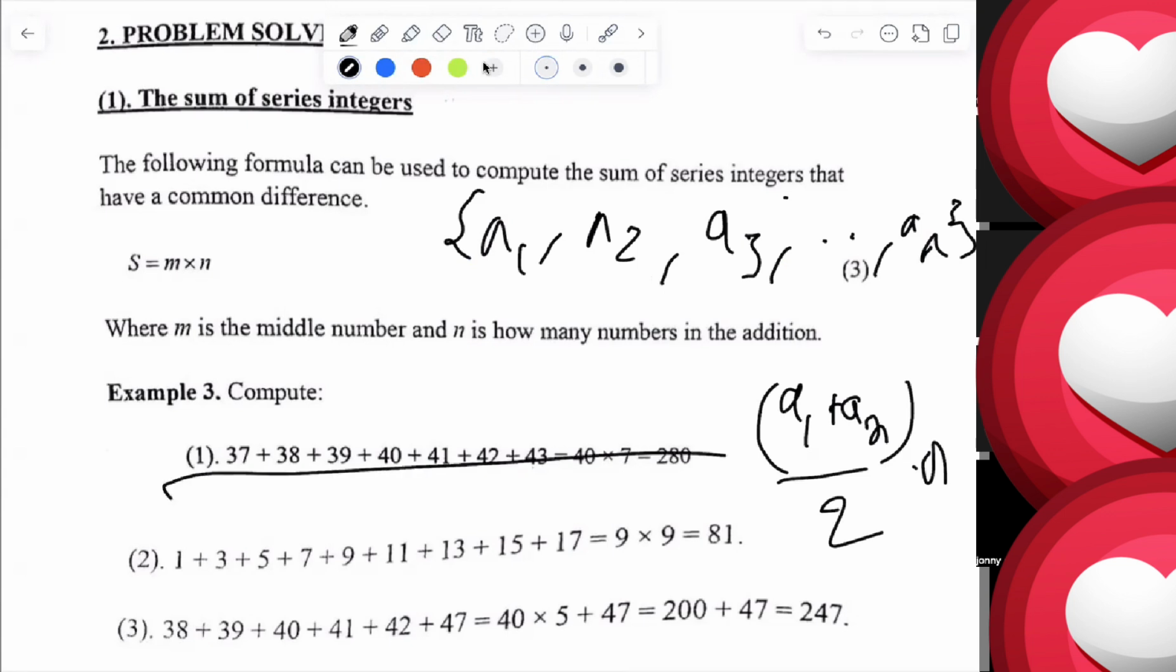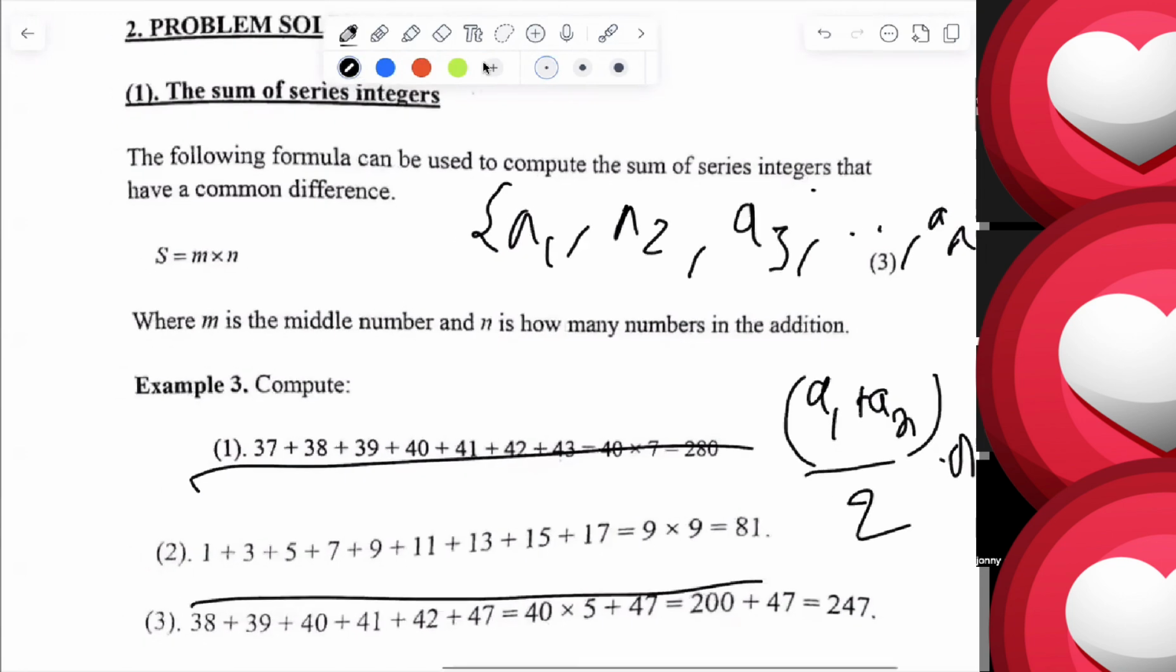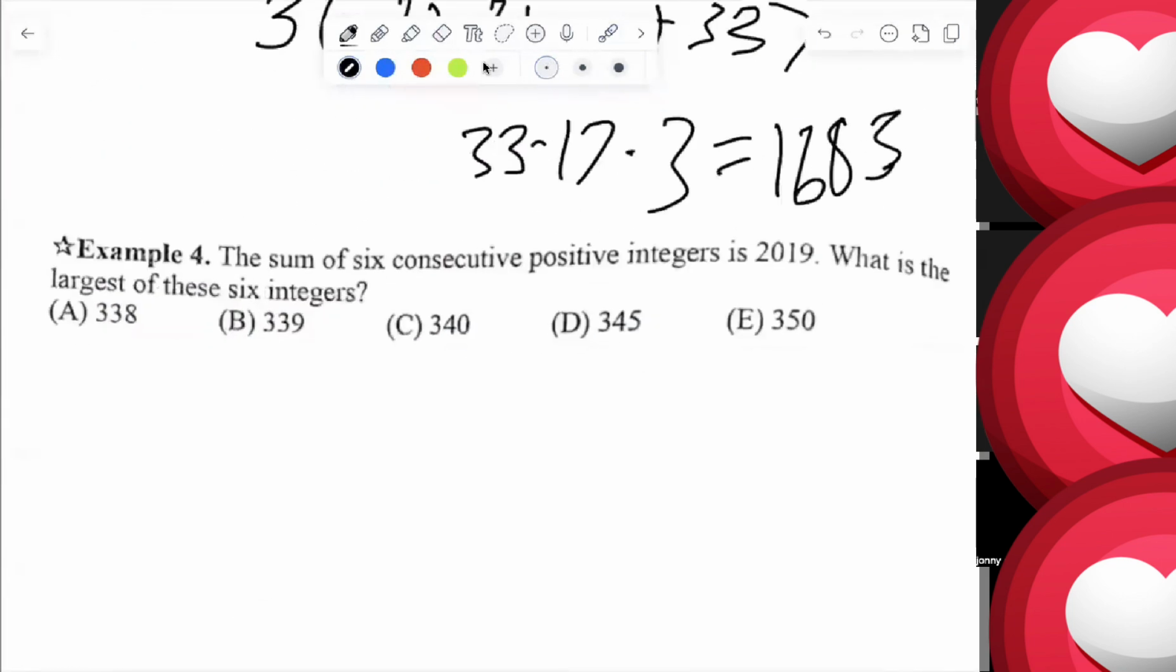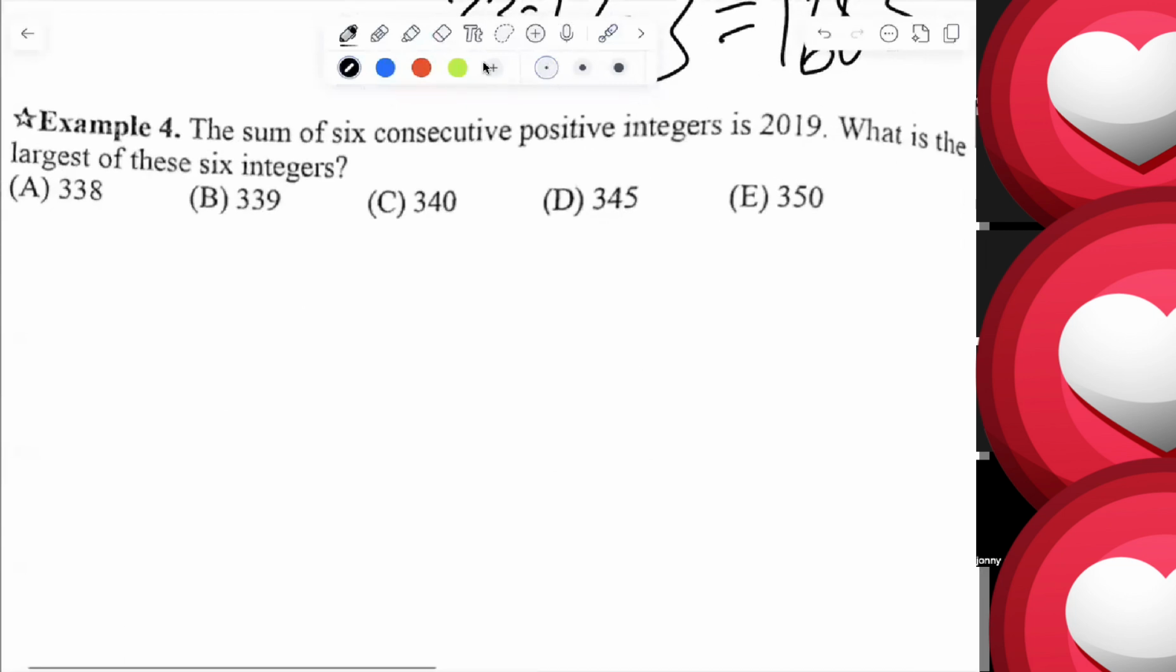So in this case, you can see these are examples. They're literally just applying it. So let's move on to example 4 now. I'll let you guys have a try on this question and tell me your answers through chat.